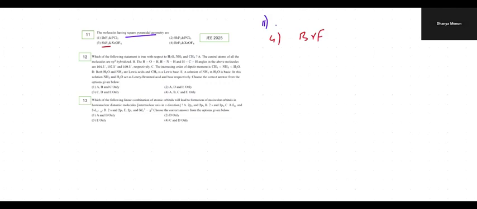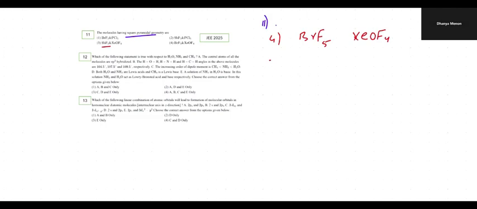BrF5 and XeOF4. Okay, for our option to be correct, both of them should have a square pyramidal shape. If one has and the other one doesn't, our option doesn't go right. So let's check the Z value.